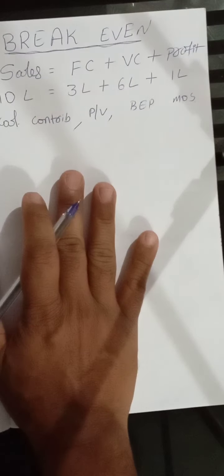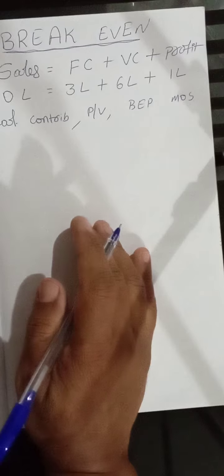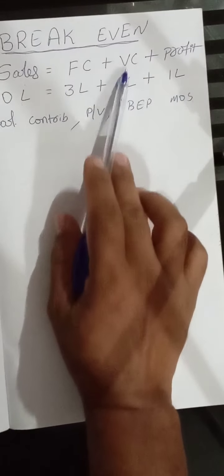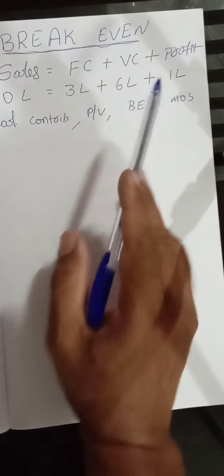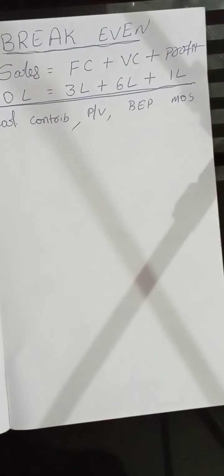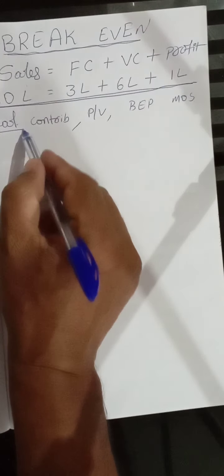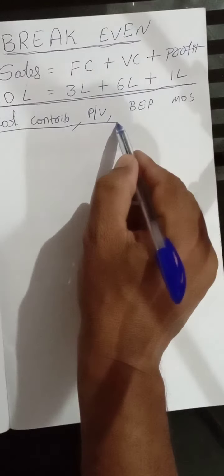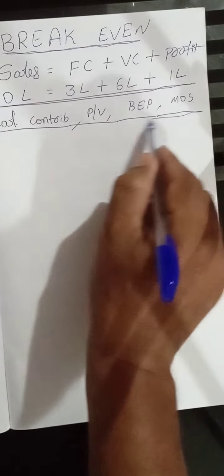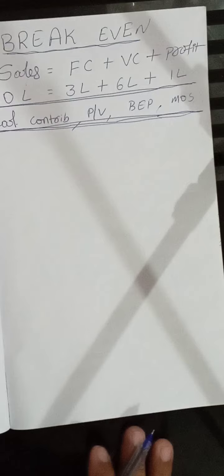Next, I am doing another problem for the same model. Here they have given sales is equal to 10 lakhs, FC is equal to 3 lakhs, VC is equal to 6 lakhs, profit 1 lakh. This is the information they have provided. For this they are asking: calculate contribution, PV ratio, break even point, margin of safety. These are the important formulas they are asking.